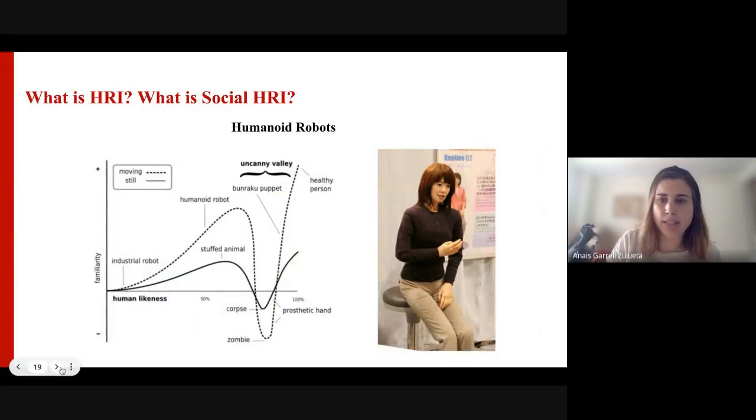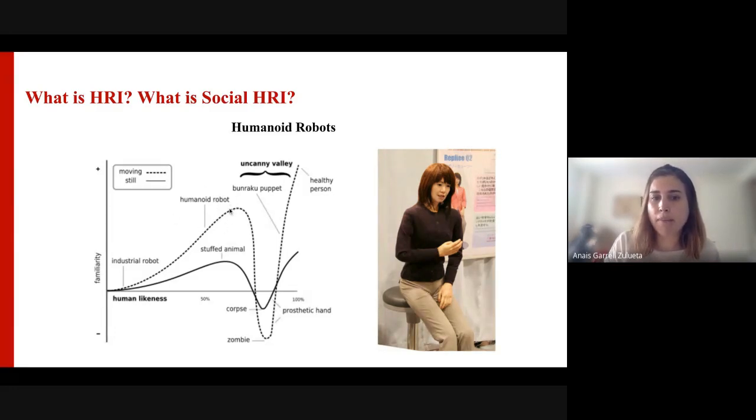And regarding this, there is something that we cannot avoid, which is the appearance of the robot. In 1970, Dr. Mori created this graph that gives us a relationship between how human-like a robot is and how the robot is accepted by people. We saw that the more human-like the robot is, the more acceptable the robot becomes. So maybe a robot like Pepper would be in this area.